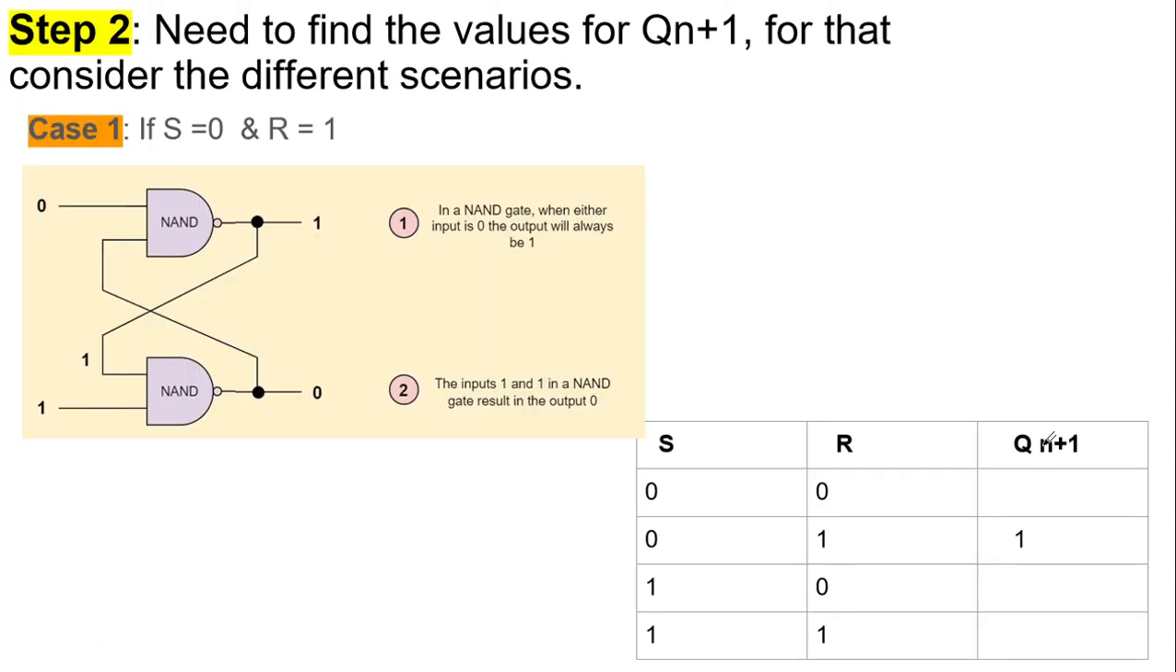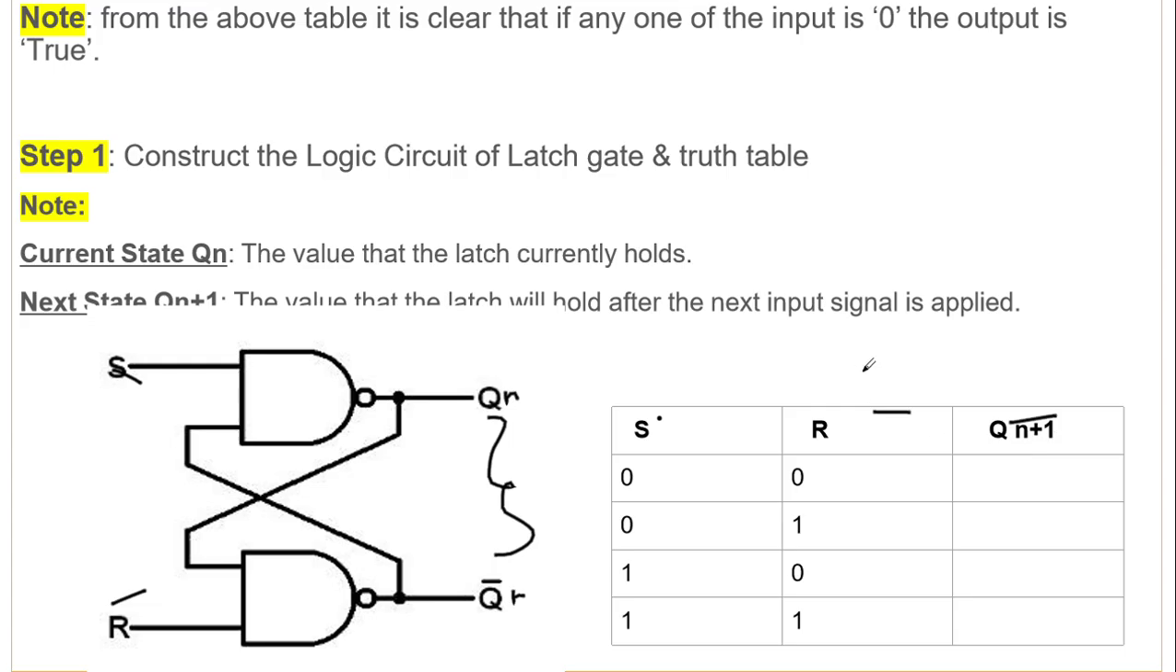Now let's see different scenarios, because this is our truth table. For each scenario, each stage, we have different kinds of outputs, because our inputs are nothing but S and R.